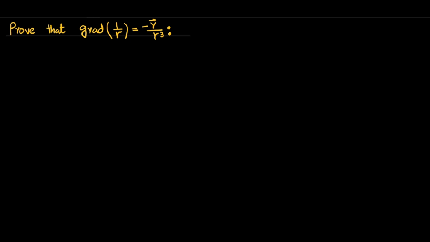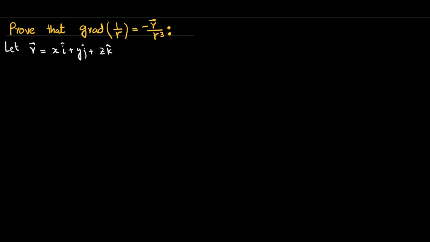Hello everyone, here we have to prove the gradient of 1 by r is equal to minus r vector divided by r cube. First of all, we have to know what is the r vector. Let r be a position vector. R vector is a position vector and the position vector is equal to xi plus yj plus zk.